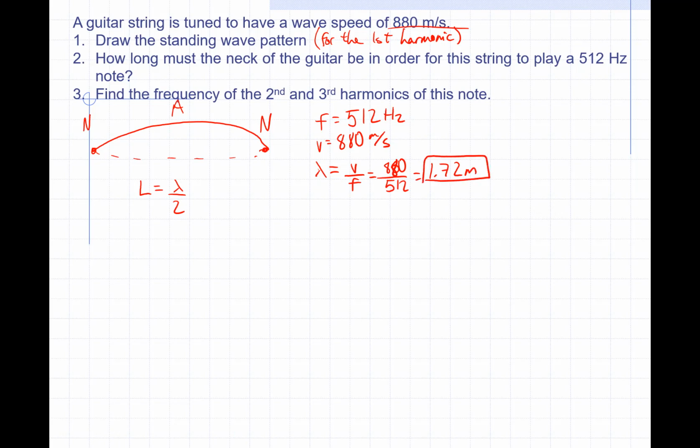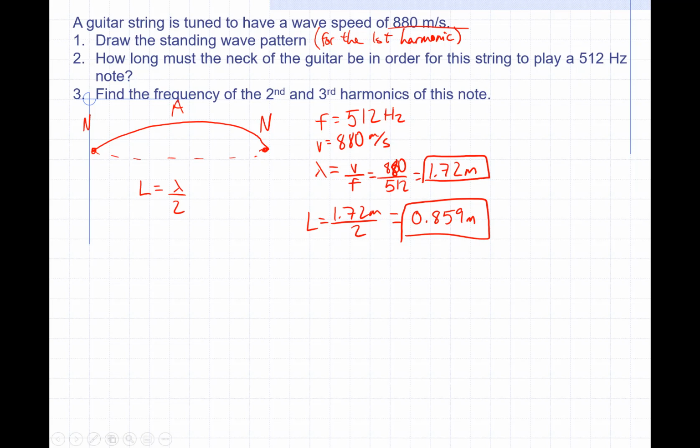So if our wavelength has to be 1.72 meters, and L is equal to lambda over 2, because L is the length of the string, we'd say L equals 1.72 meters divided by 2, equals 0.859 meters. 0.859 meters is how long our neck needs to be.